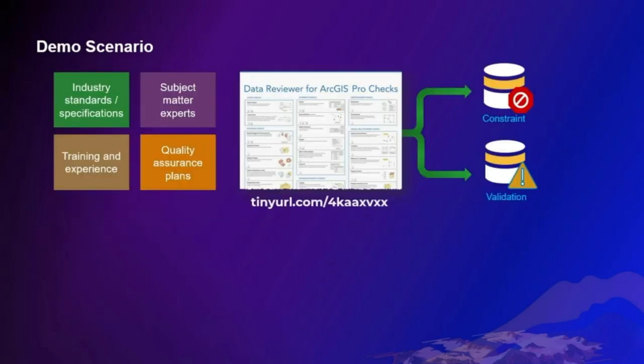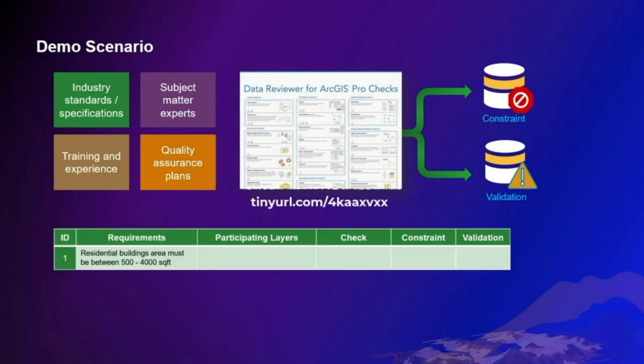For this demo, we have 4 data requirements that will be addressed using Data Reviewer attribute rules. So the first requirement is residential building area must be between 500 and 4,000 square feet. This requirement applies only to the residential building features which are stored in the building polygon feature class. The wording of the requirement indicates that an error condition exists when a residential building feature measures less than 500 or greater than 4,000 square feet in size.